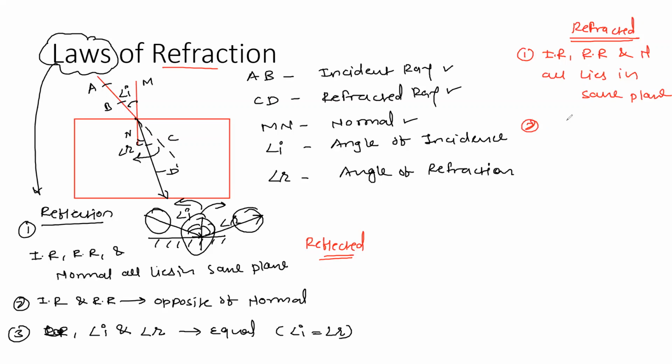Second, the incident ray and the refracted ray. Again, this is the incident, this is the refracted. Both are at opposite sides of the normal. So they will be on opposite sides of the normal.